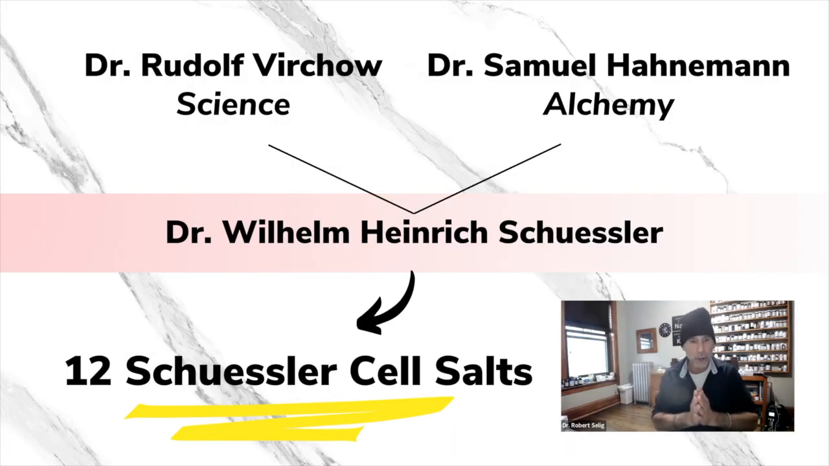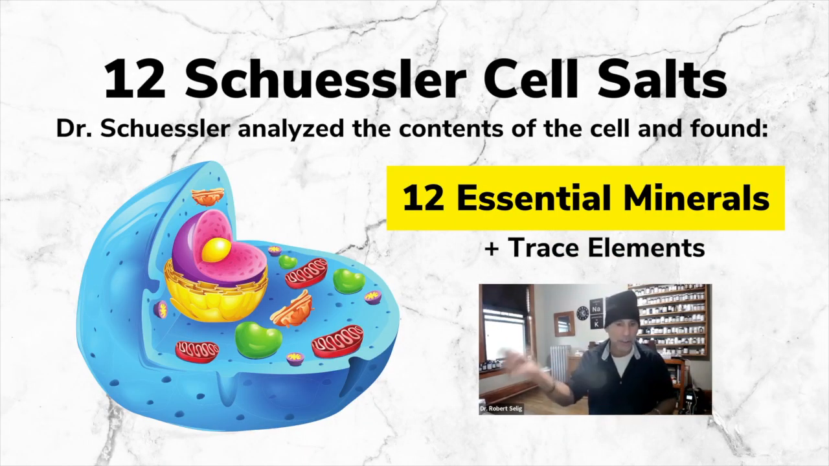So Dr. Schuster stood on the shoulders of 2 giants in medicine, Hahnemann and Virchow. He used Virchow for more of the science, and he used Dr. Hahnemann for more the alchemy of healing, more the metaphysical energy of healing. And so he incorporated those 2 pioneers to come up with his 12 Schuster cell salts. Now, we know when analyzing the ash content of the cell that there's more than the 12 essential minerals. He left out the trace elements.